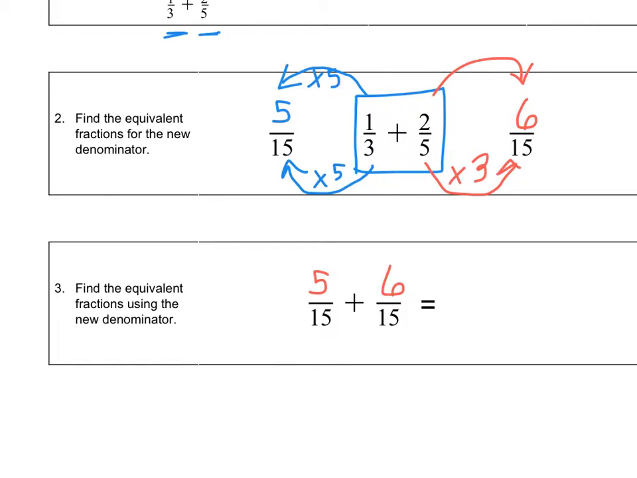So our rule, or our algorithm, is to not mess with the bottom at all. We've already figured out that our answer is broken up into 15 parts. All we're going to do is add our numerators. So 5 plus 6 over 15 equals 11/15. And that's my answer.